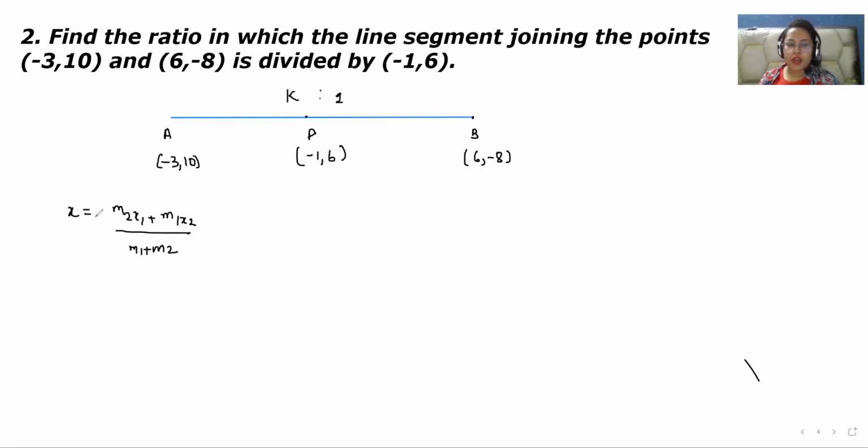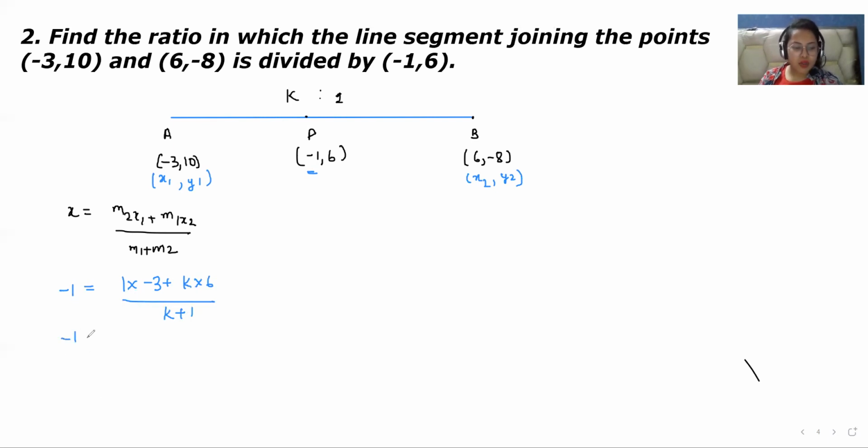So what is the value of x here? x is the first coordinate of P, that is -1. So we'll take it as -1. m2 is the second ratio, that is 1. x1 is the x coordinate of A, and x2 is the x coordinate of B. Now x1 is -3, plus m1 is k, x2 is 6, over k plus 1.